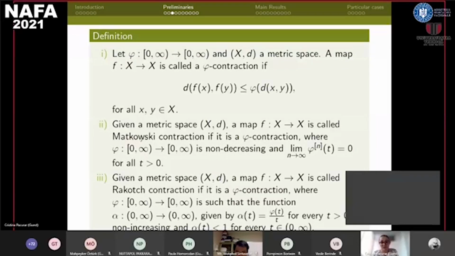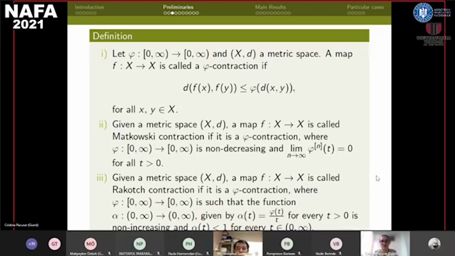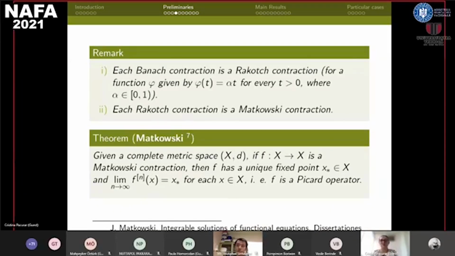A map is called a Matkowski contraction if it is a phi contraction where the function phi is non-decreasing and the limit of its iterates as n approaches infinity is 0 for every t greater than 0. Given a metric space X with a metric d, a map F is called a Rakotch contraction if it is a phi contraction where the function alpha, given by phi of t over t for every t greater than 0, is non-increasing and is less than 1 for every t greater than 0. As a remark, each Banach contraction is a Rakotch contraction, and each Rakotch contraction is a Matkowski contraction.